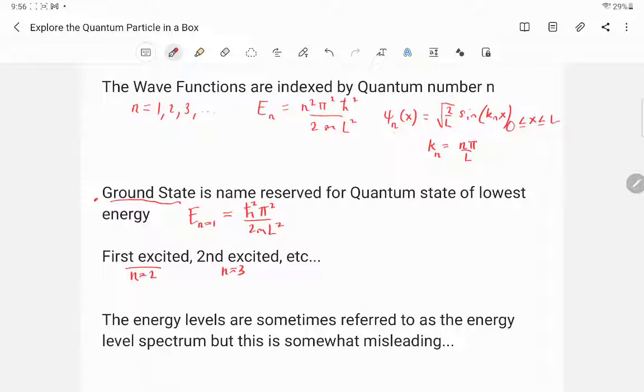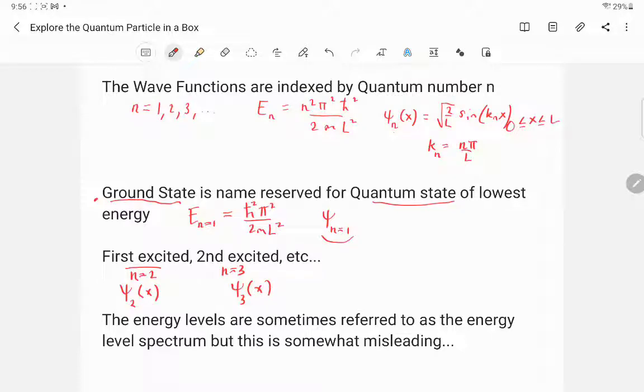These are the energies of those states, and the quantum state itself is described by the wave function. So the quantum state of lowest energy, n equals 1, is this wave function. The first excited state is described by this wave function, and the second excited state is described by that wave function.